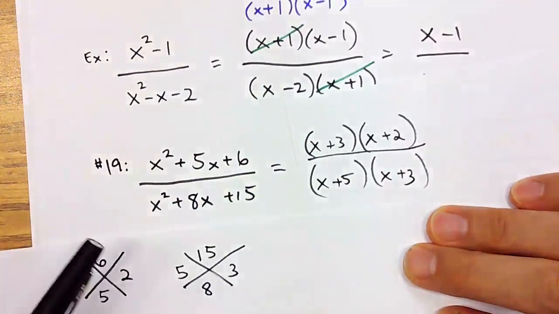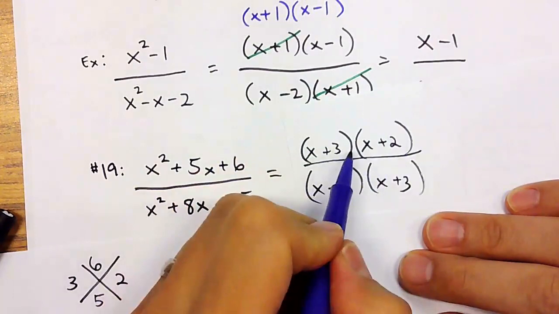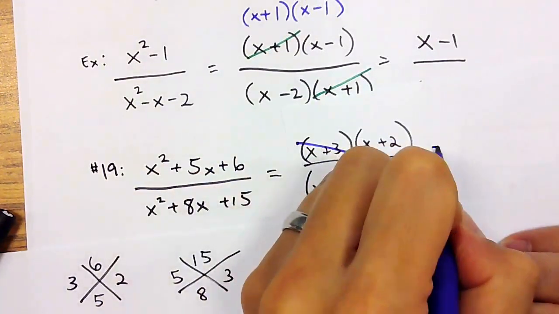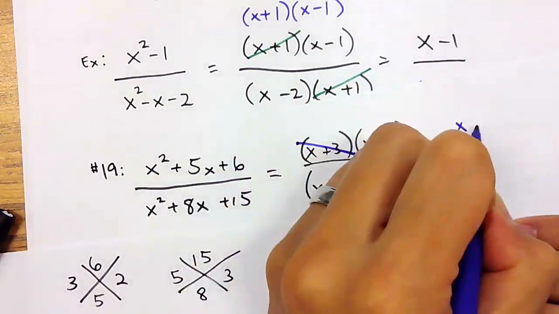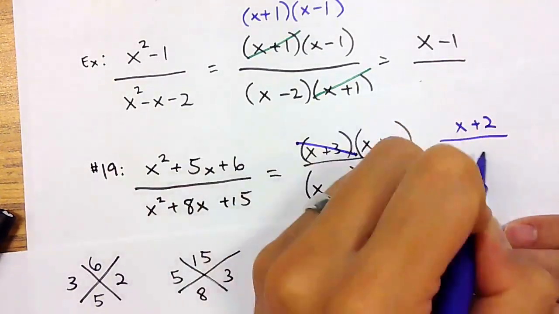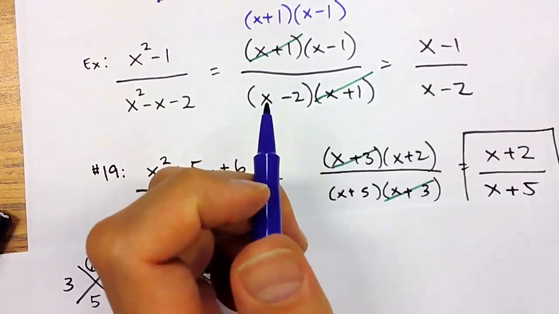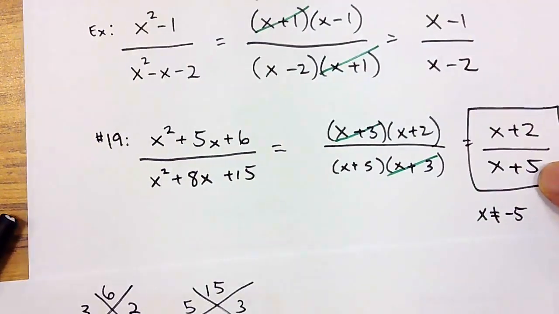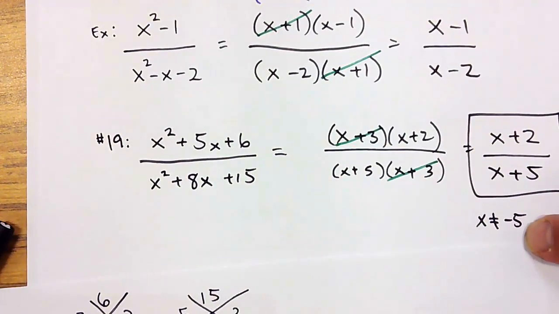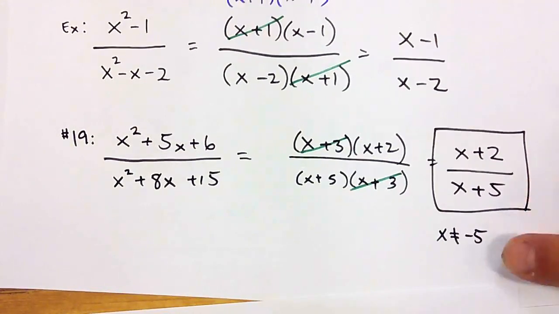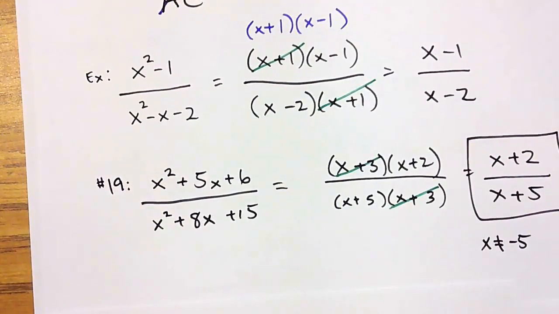Right? And now since x plus 3 is in my numerator and my denominator, I can cancel those guys out, and I'm left with x plus 2 over x plus 5. Okay? And that's my answer. Remember, my domain cannot equal -5 because x plus 5 cannot be 0, right? Therefore, x cannot equal -5.